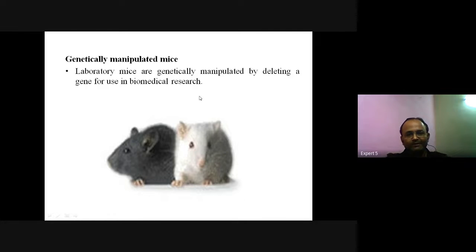Next, genetically manipulated mice. These are used as laboratory mice, and they are genetically manipulated by deleting a gene for use in biomedical research, such as gene knockout mice. Gene knockout mice are used for immunological purposes, to study the immune response of a particular gene. If we wish to study a particular gene's effect on immune response, this type of laboratory mice is developed, which has immune susceptibility. Further, if a person wants to study the response of a particular antigen on the body, this type of mice can be used.